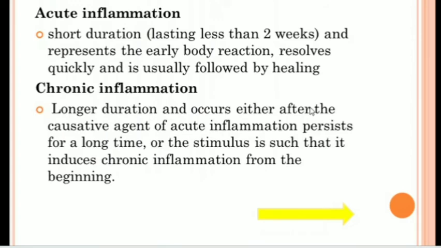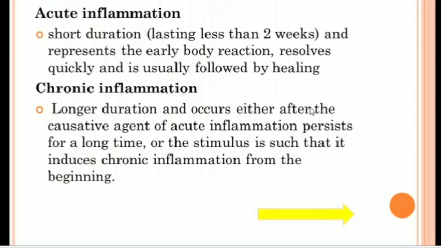Depending upon the defense capacity of the host and the duration of the response, inflammation can be classified as acute and chronic. First is acute inflammation, which is of short duration, lasts less than 2 weeks, and represents the early body reaction, usually resolves quickly, and is usually followed by healing.